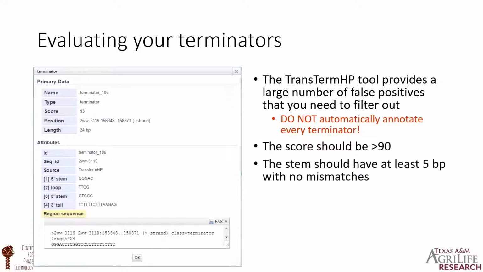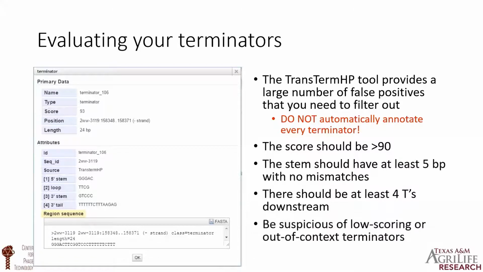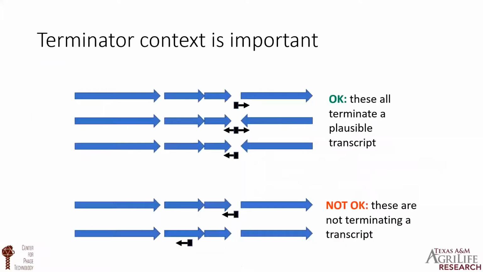Users should look at the 5' and 3' stems. There should be at least 5 base pairs with no mismatches, and the downstream 3' tail should contain at least 4 T's. The user should be very suspicious of low scoring or out of context terminators.